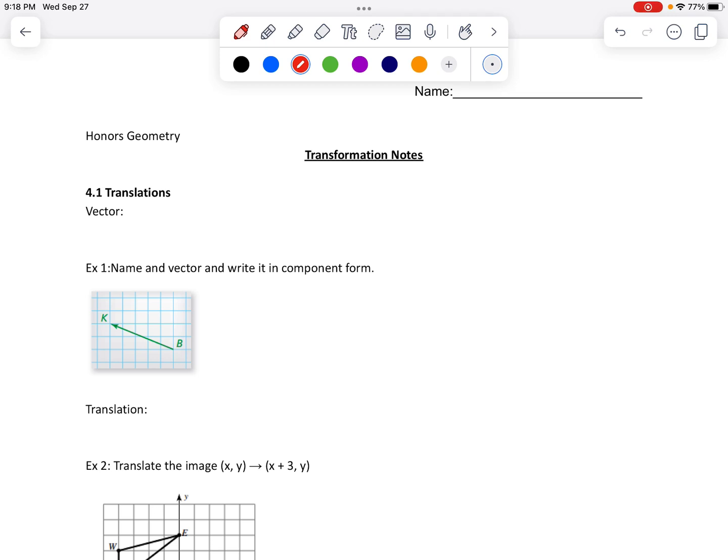We're going to be talking about translations and transformations. Just in general, a transformation is when you take an image and you are moving it somehow. And that movement could be a variety of different ways. It also could include making it bigger or smaller. You're just using that image, and like I said, you're moving it in some way.